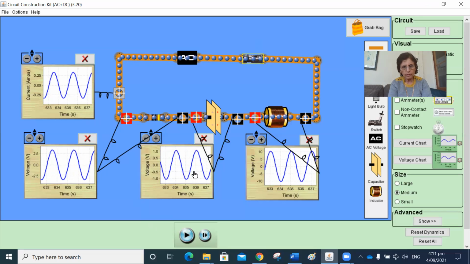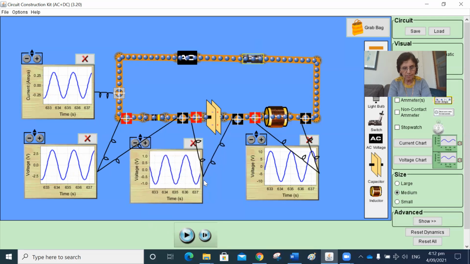Let's compare the voltage across the capacitor and the voltage across the resistor. Voltage across the resistor is maximum. This one over here is 0. It will reach its maximum value after a quarter of a cycle. Or in other words, the voltage across the capacitor is 90 degrees behind the voltage across the resistor or the current.